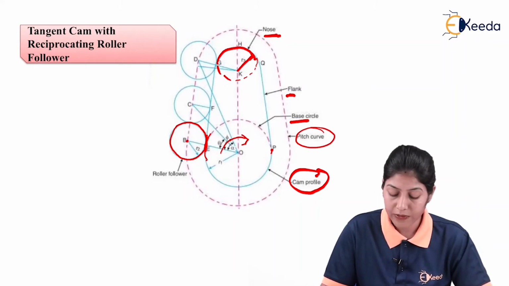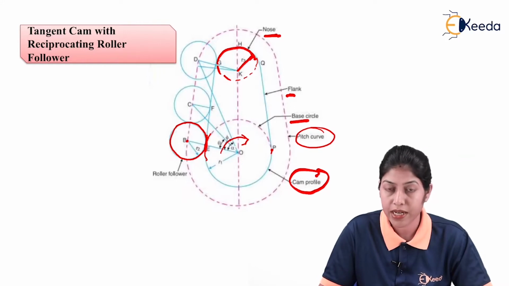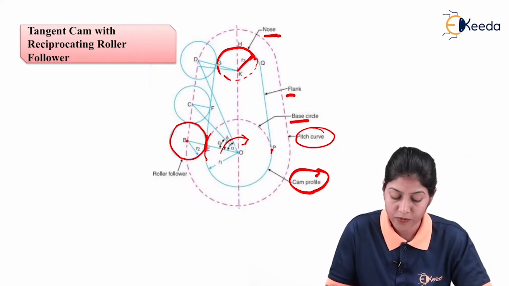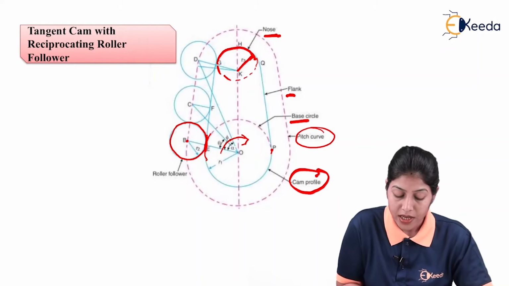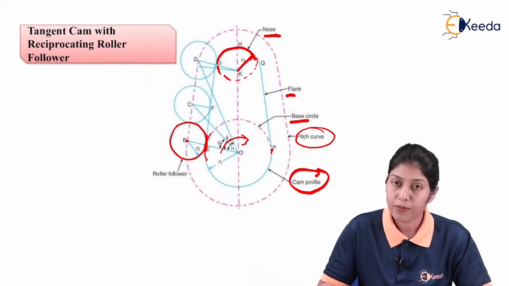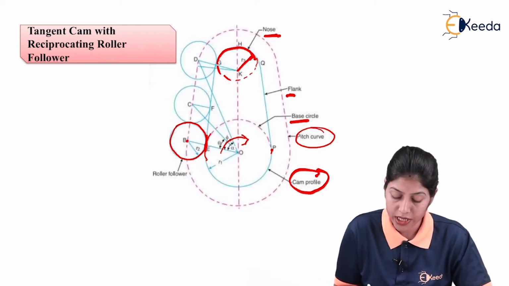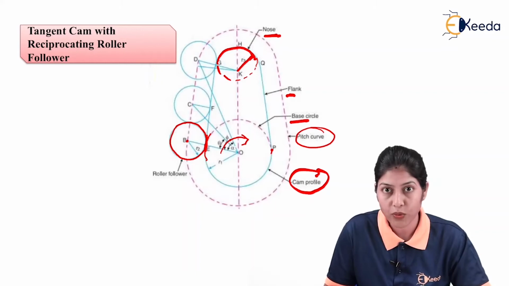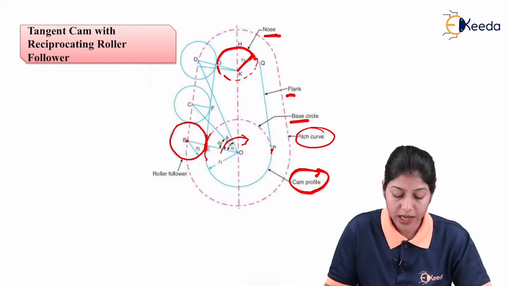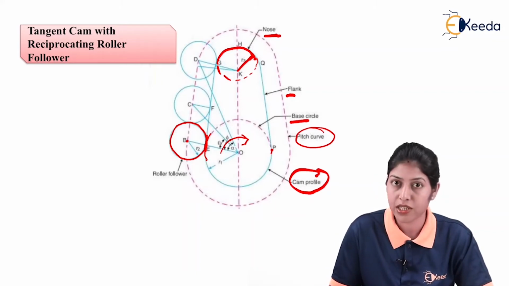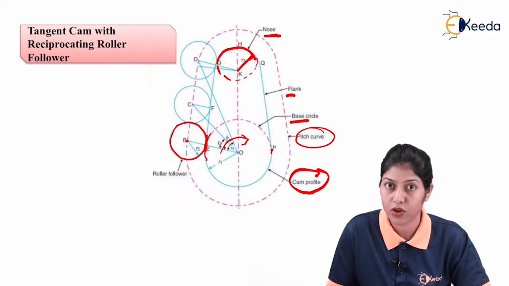Now how can we define the velocity, acceleration and the displacement equation or the diagram for this particular tangent cam? Here I am not going to draw any diagram to define the velocity, acceleration and displacement. I will define all three terms with the help of equations. And these tangent cams are generally used in IC engines to operate inlet and exhaust valves.